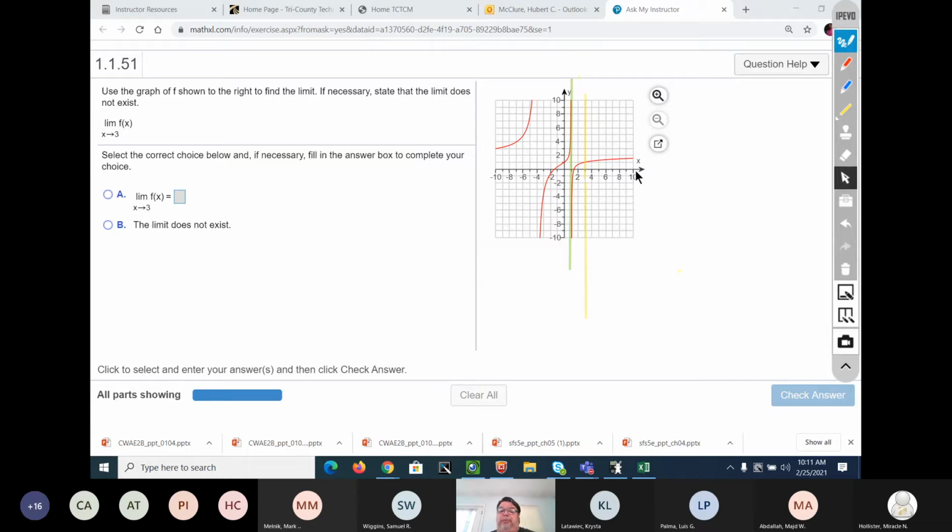As I approach 3 from the right, 10, 8, 6, 5, 4. As I approach 3, I get closer to 1. So your answer is 1.